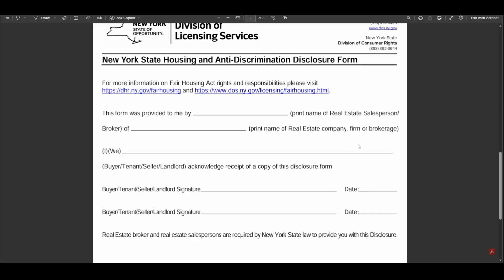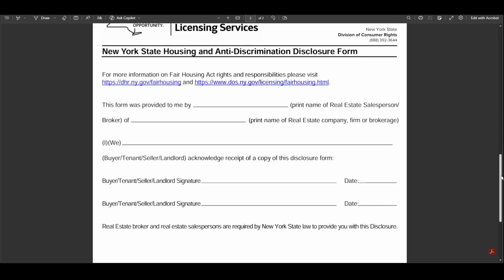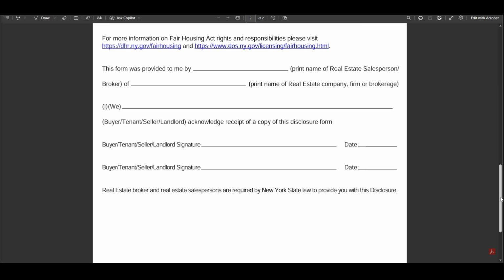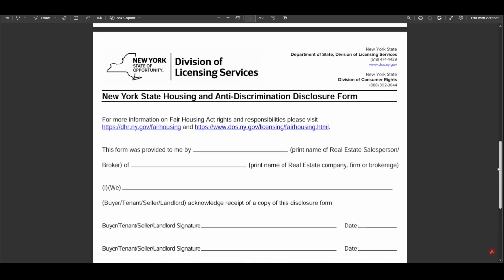of this disclosure form. Then down below we have 2 spots for the signature if it's one person that is signing it, as well the date, and then here we have the second slot for the second person to sign and enter the date that they acknowledge this disclosure. So the real estate broker and real estate salesperson are required by New York State law to provide this disclosure form to all your clients, to you in this case.